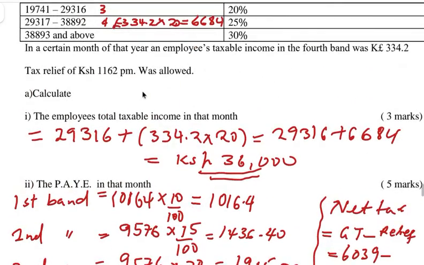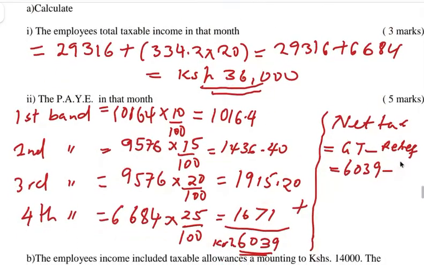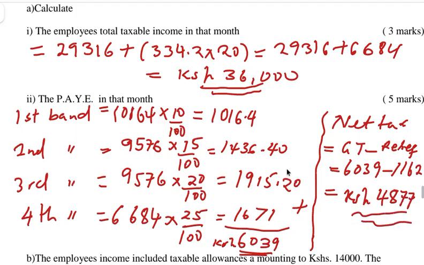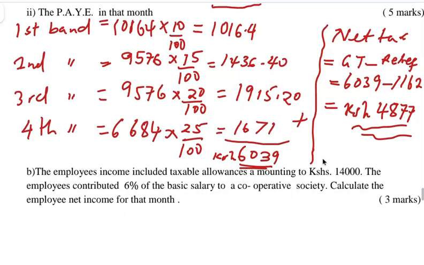Relief tumeambiwa hapa ni 1,162. So minus hiyo relief minus hiyo 1,162, ukisubtract, kutumia calculator yako yafaa ikupe 4,877. So this is your answer. This is your net tax or your pay that month.